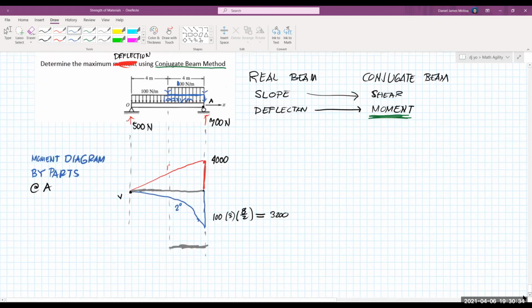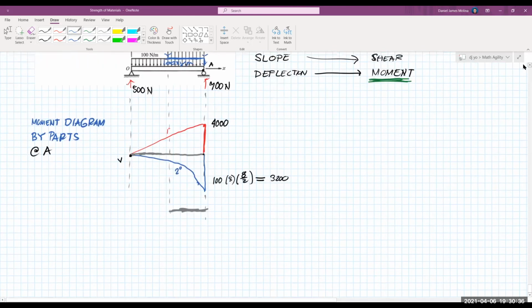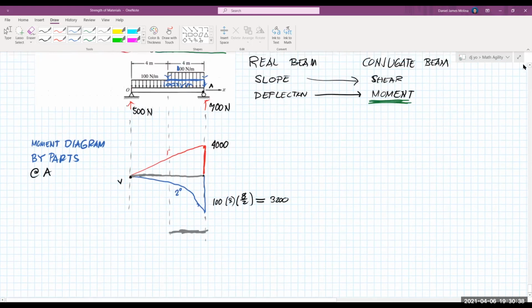So the moment induced by the smaller 100 Newton per meter load about A is actually what, 100. Let's have a shortcut formula here: 100 times 4 squared over 2. Just like here, 100 times 8 squared over 2. That is for distributed loads only. So the value here is 800.